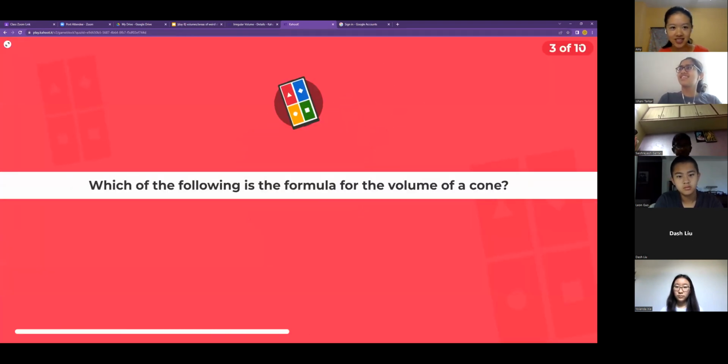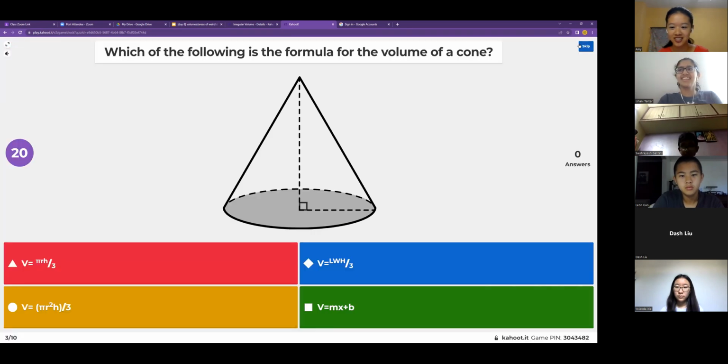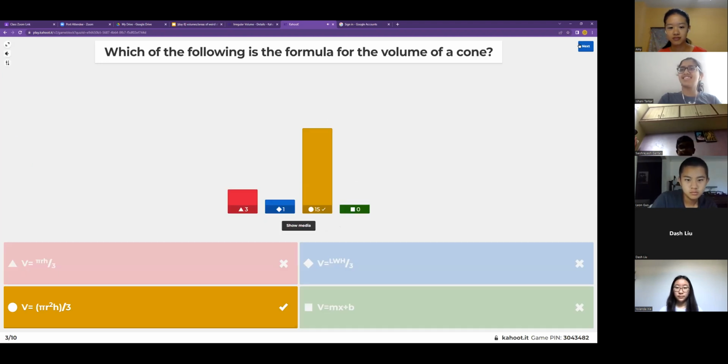Oh my god, speed. Schlock and Advitha were exact. Yeah, they were tied. Clicking at maximum speed because they're so easy questions. Yeah. The answer is obviously volume equals mx plus b. Yeah. Yes. Obviously not a quadratic.